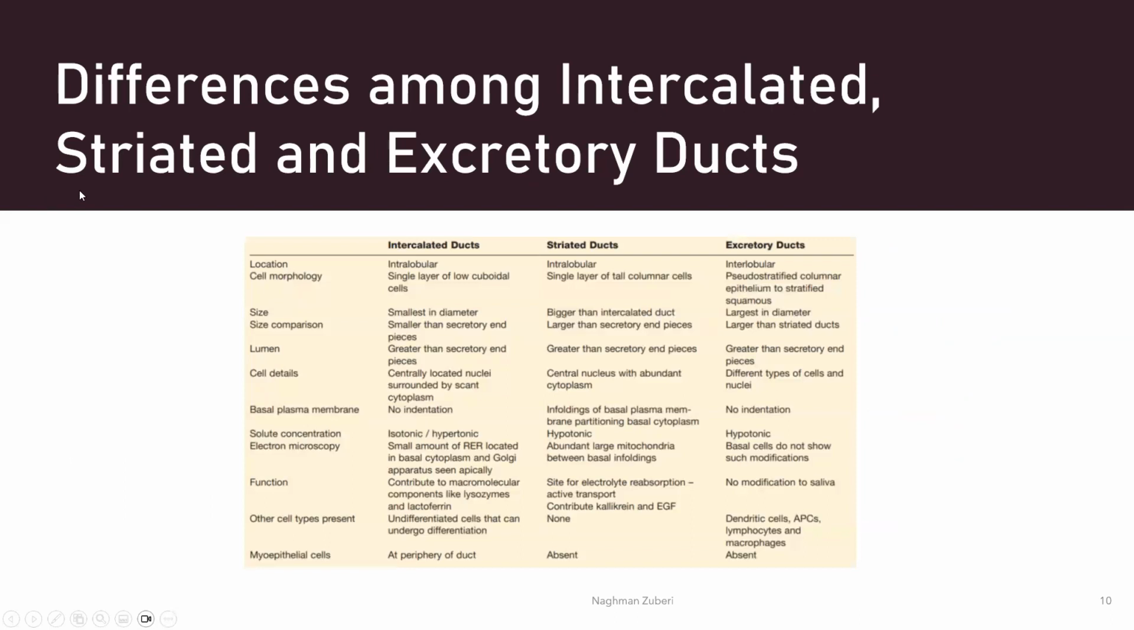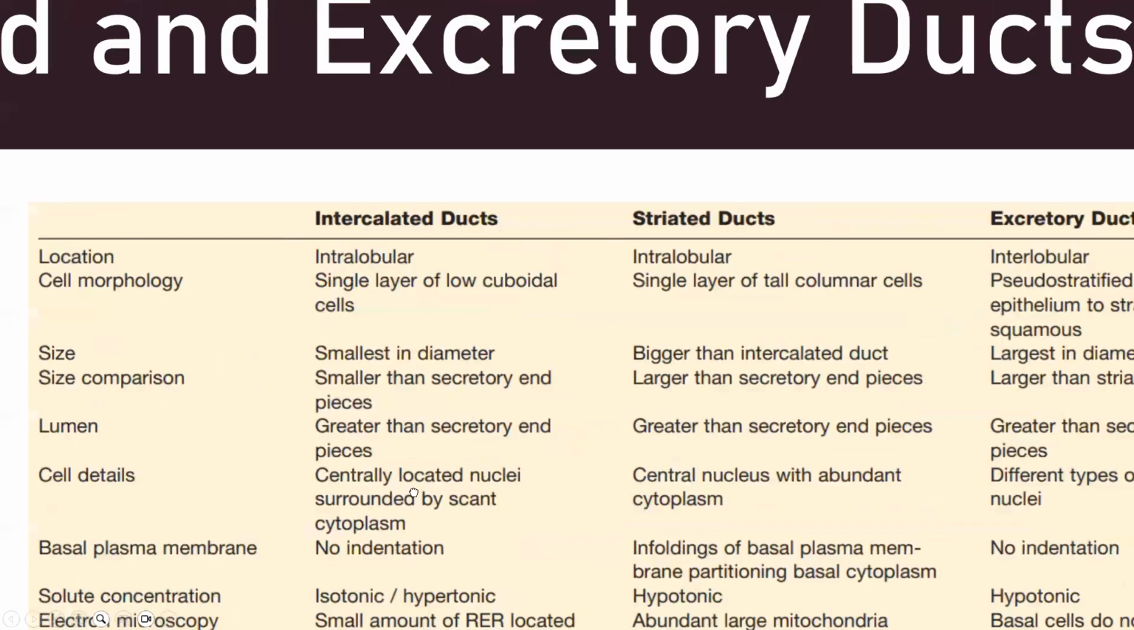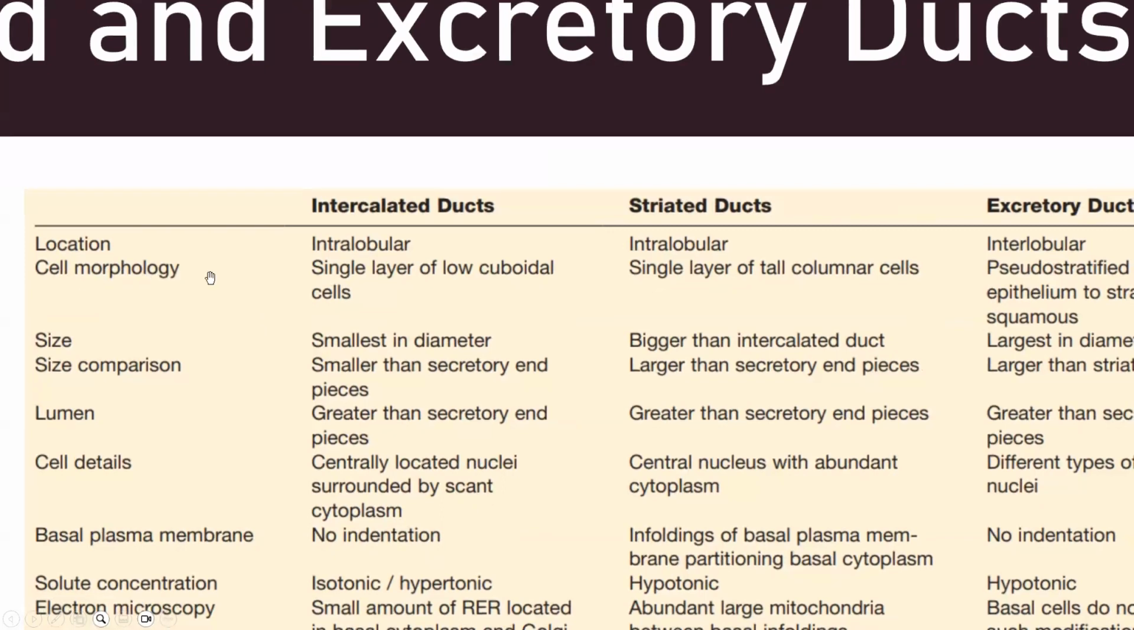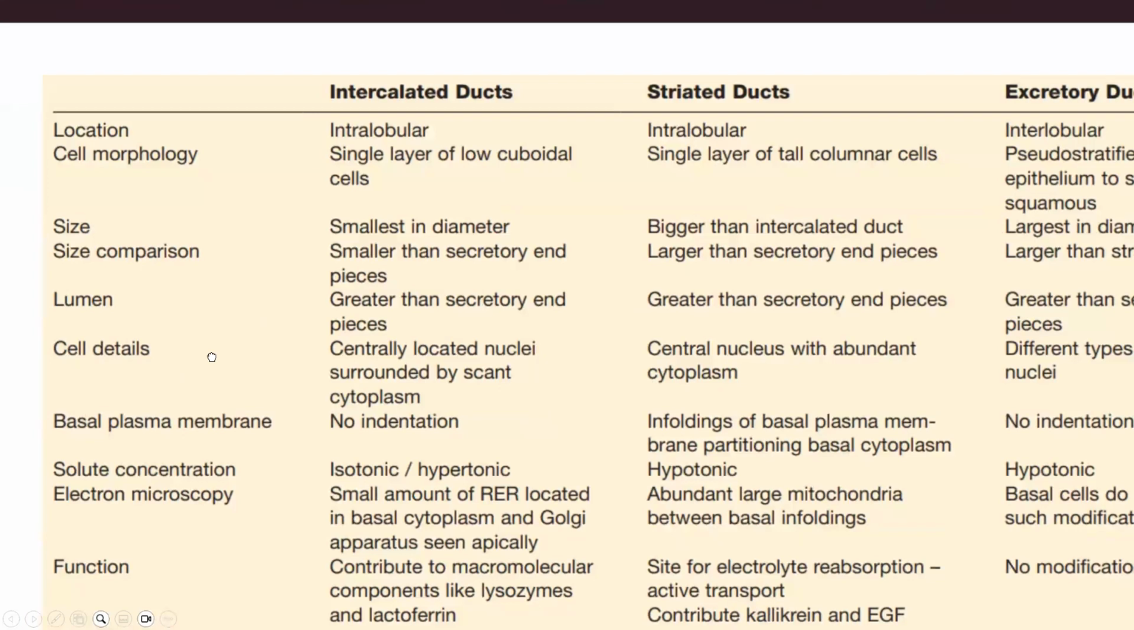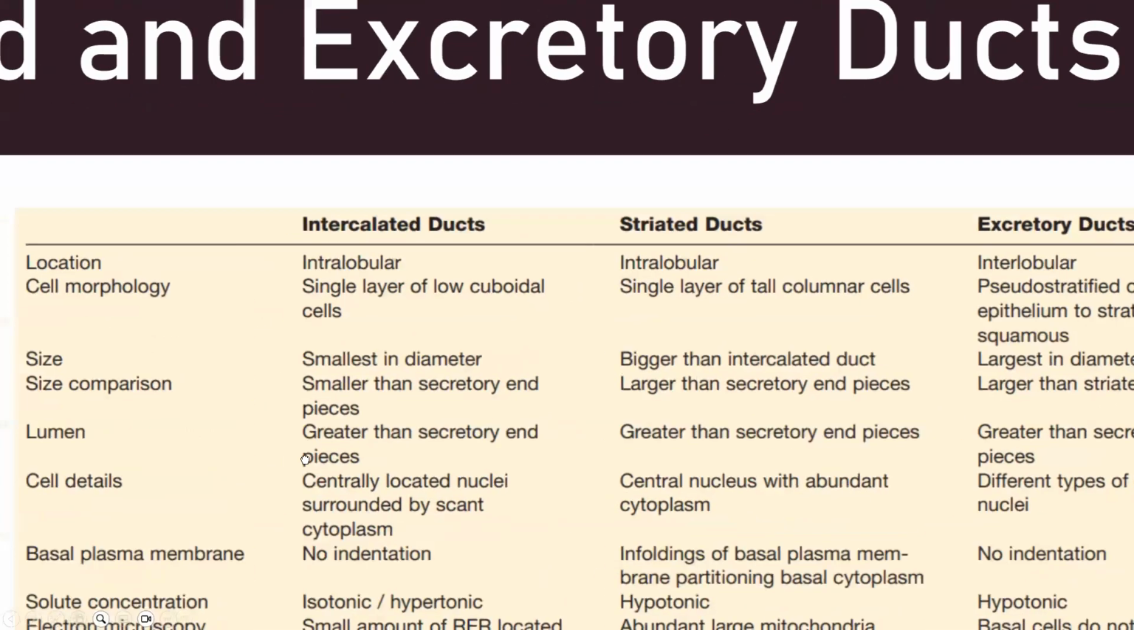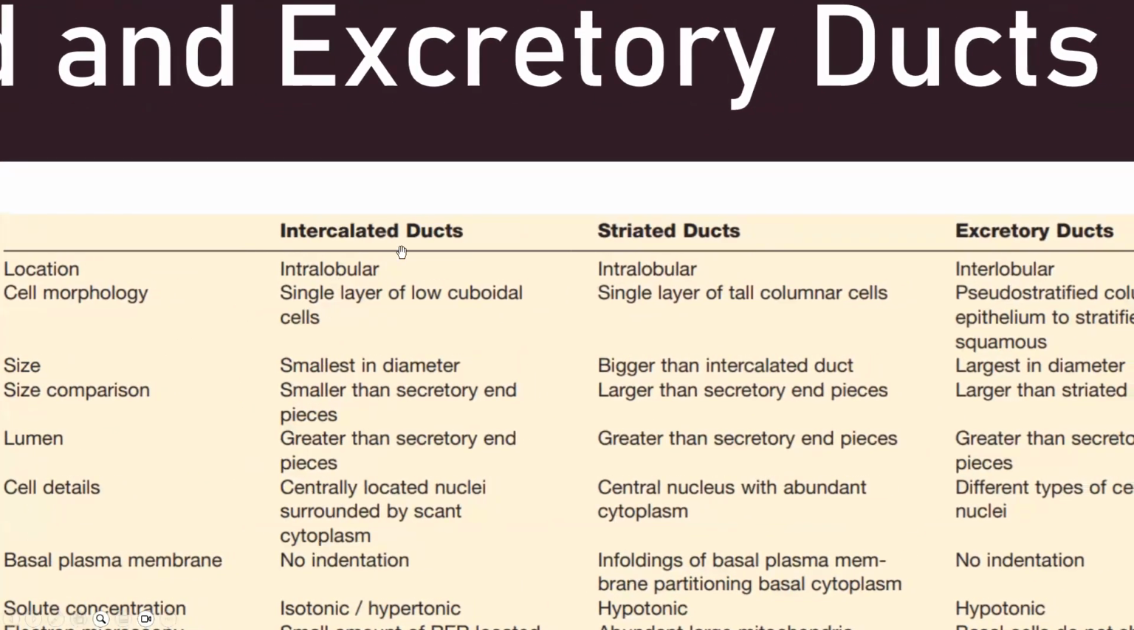Differences among intercalated, striated, and excretory ducts. A question could be asked about it, so let's just have a look at it. Location, then cell morphology, size comparison, lumen, cell details, basal plasma membrane, solute concentration, electron microscopy, and the function of these ducts.